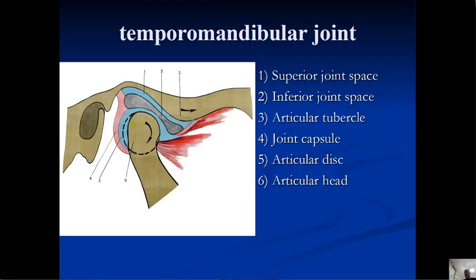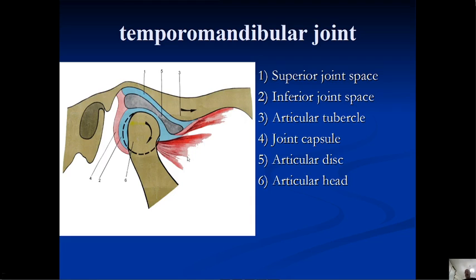Here is the anatomy. First, a superior joint space, inferior joint space, articular tuberculum, joint capsule, articular disc, and articular head.